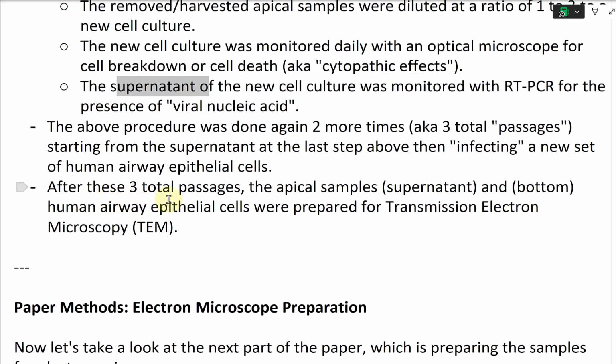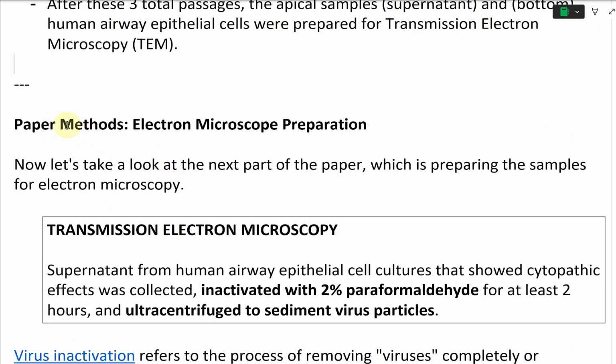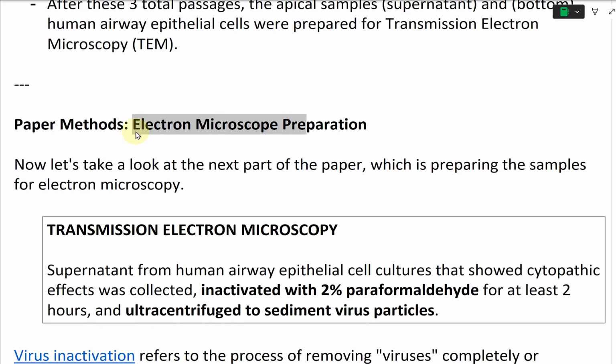All right, so after these 3 total passages, the apical cells, or the supernatant, you just take the top part, and the bottom human airway epithelial cells were prepared for transmission electron microscopy, or TEM. Alright, so now let's go to the next section of this paper. It's still in the methods, but it's going to be on the electron microscope preparation. Basically, the electron microscopy is going to be done on the supernatant of these cultures, and the overall cells, the bottom part.